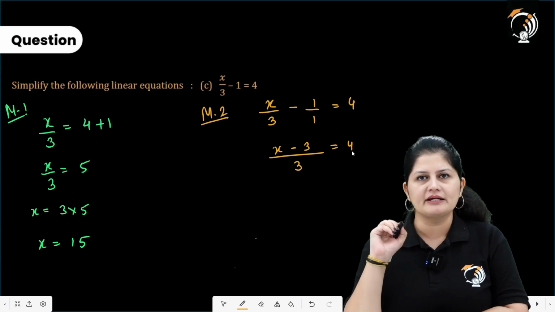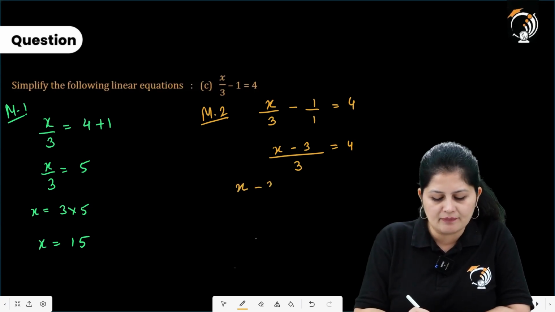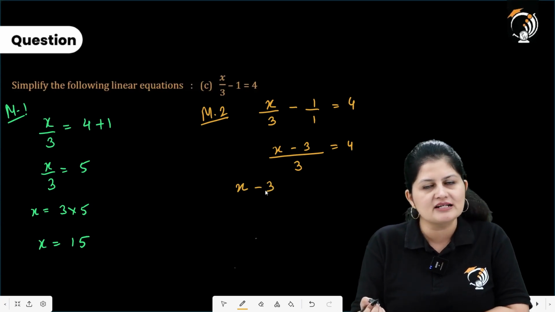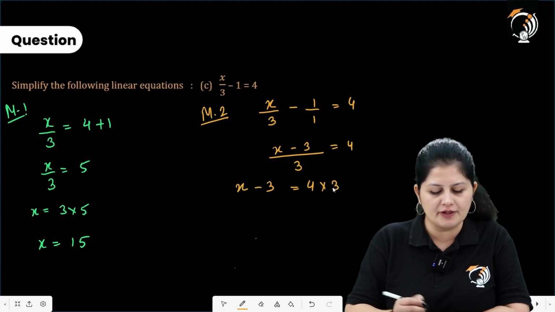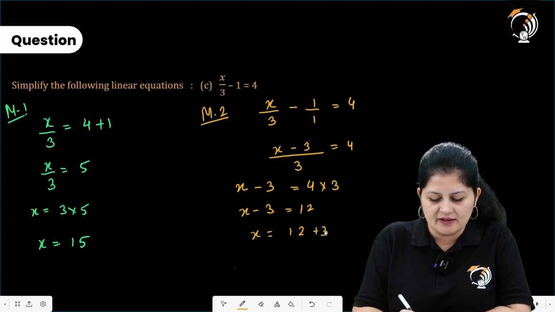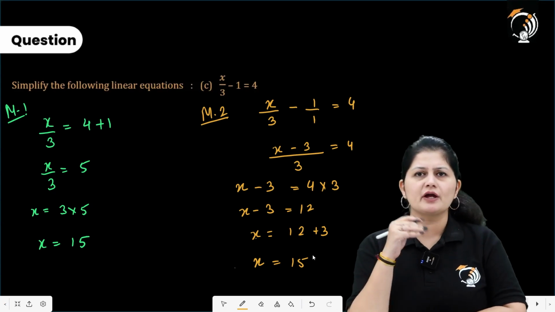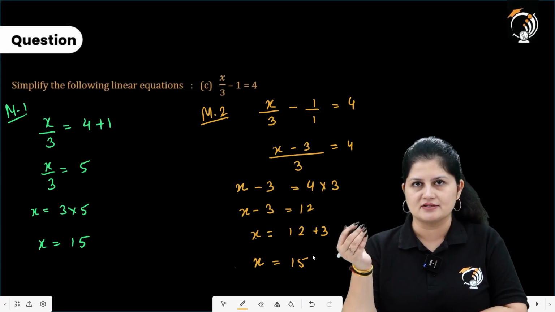Now we will be multiplying with 3 on both the sides. On the left hand side, after multiplying with 3, we will be left with only x minus 3, while on the other side, we will have 4 multiplied with 3. So x minus 3 is equal to 12 and we will get x is equal to 12 plus 3. So we will be getting x is equal to 15. You can use any of the methods that you wish to, but we are going to get the same answer. Clear?